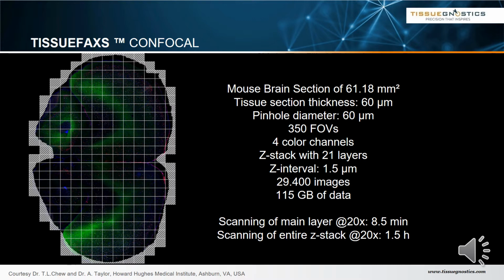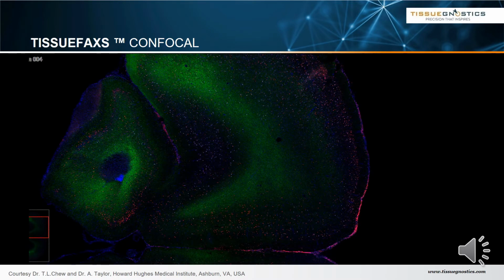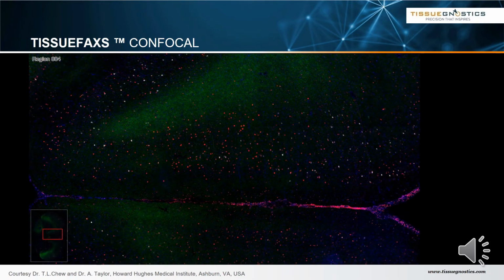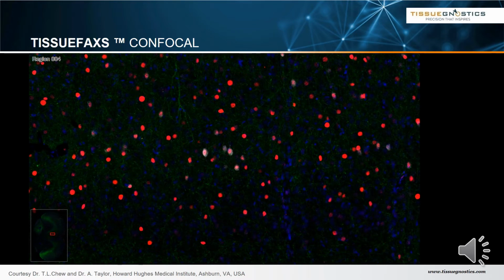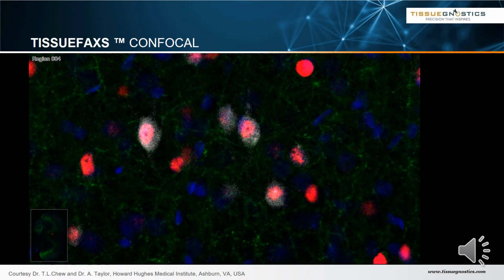Scanning the entire mouse brain section with a set stack of 21 layers, so main focal plane, 10 additional layers above, 10 additional layers below, took 1.5 hours. But this generated 29,400 images and roughly 115 gigabyte of compressed data. Again, we can now zoom in, like in Google Earth, navigate through the sample until we see the cellular or even subcellular details.